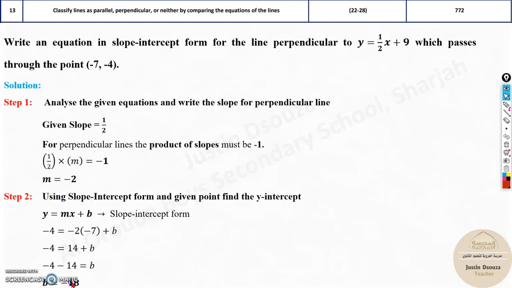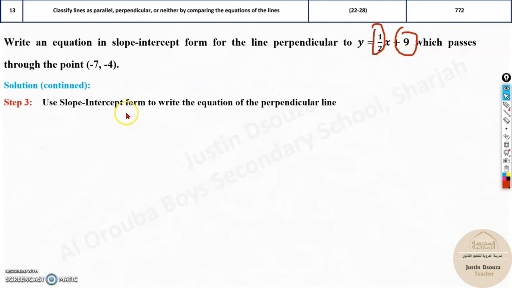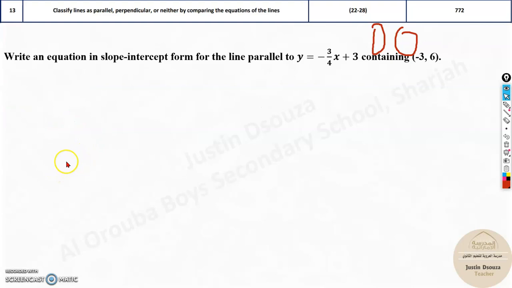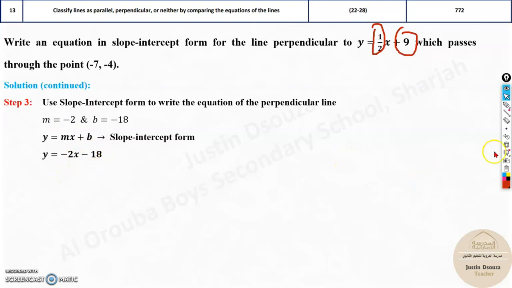We got the slope, we got the intercept. Now you can write the equation. The slope is known, the intercept is known. Just write y equals the slope times x plus the intercept. Now use the slope-intercept form again. We know m and b for the perpendicular line, so just substitute these values, class, that's the answer.